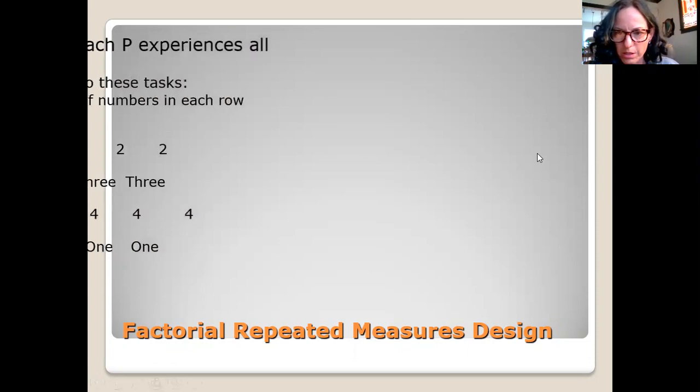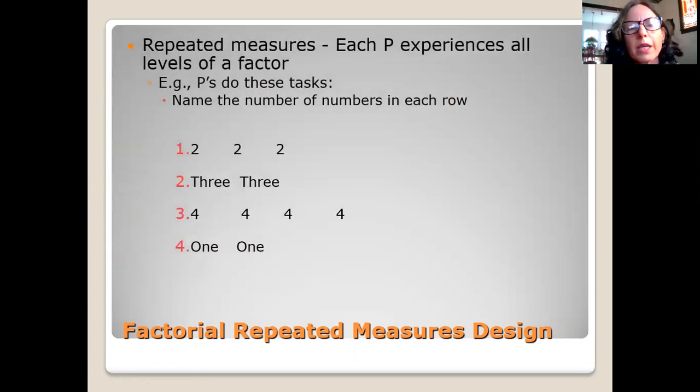So let me give you an example of that. Let's see if I can get an example. Oh, there we go. So each participant is going to experience all levels of a particular factor. So for example, the participants would do these tasks. This was an actual experiment. So they did all these tasks. What they did is name the number of numbers in each row. So in the first row, the correct answer would be 3. In the second row, the correct answer would be 2. In the third row, the correct answer would be 4. And in the fourth row, the correct answer would be 2.